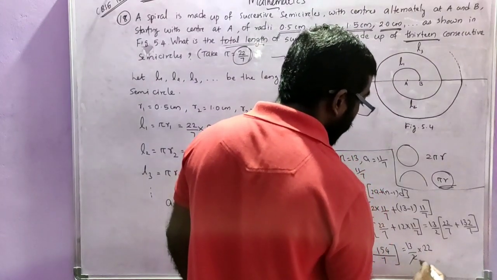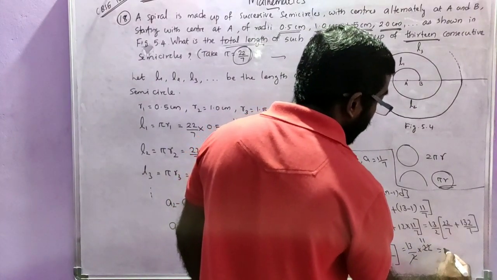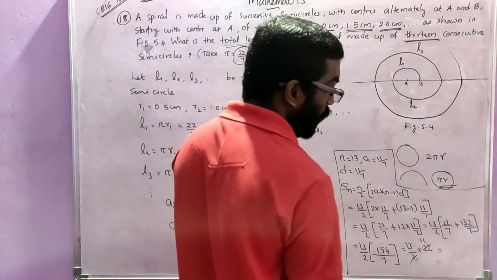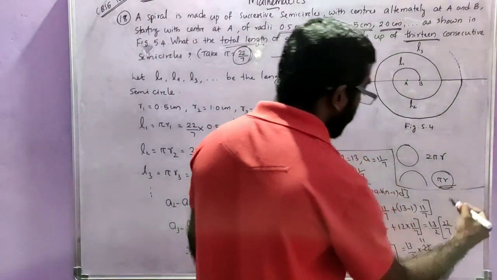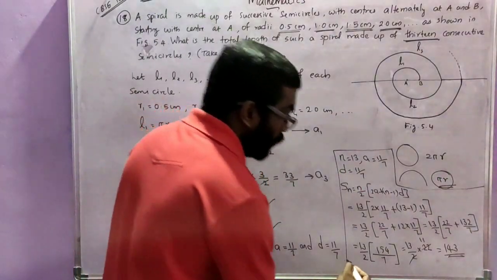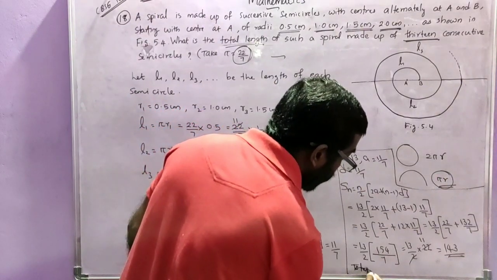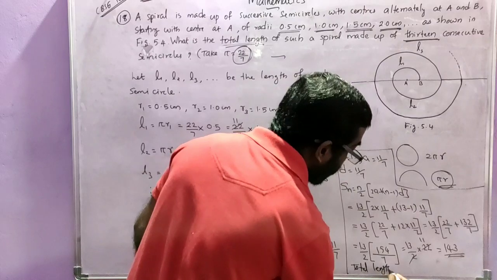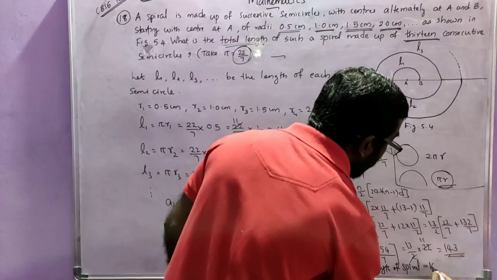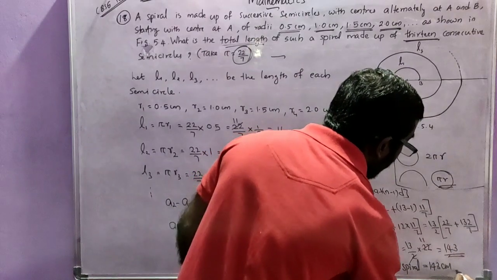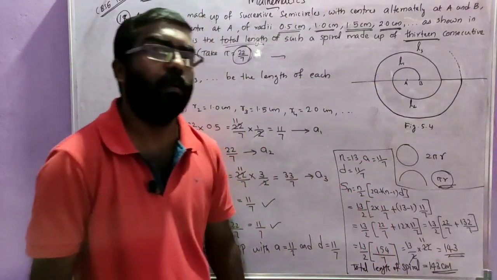Okay. That is 13 by 2 into, now we can divide 154 by 7, which is 22. 22 and 2 we can cancel, 11. Now 13 into 11. 13 into 11 is 143. So we can write total length of spiral is equal to 143 centimeters. Clear?